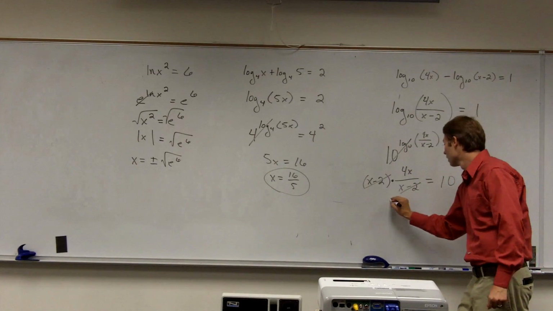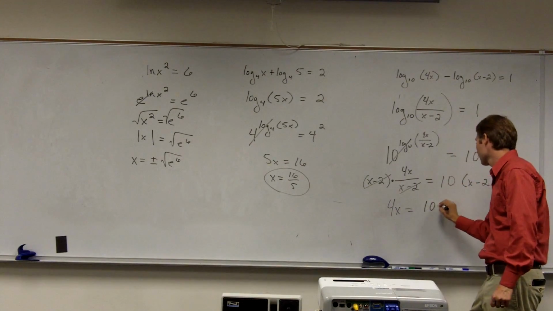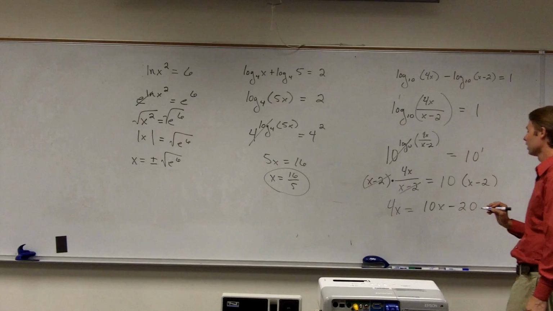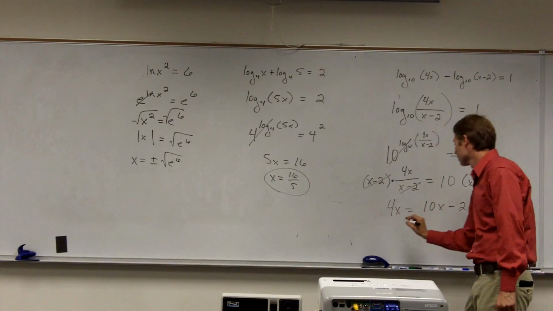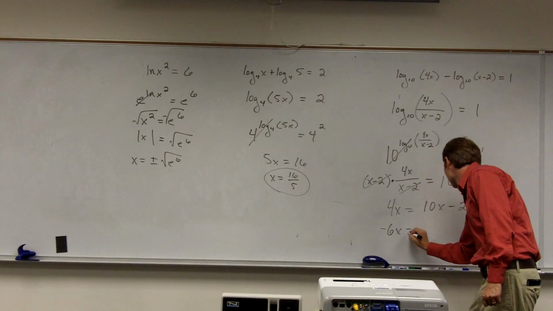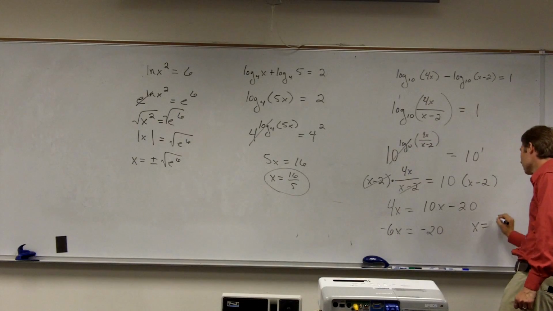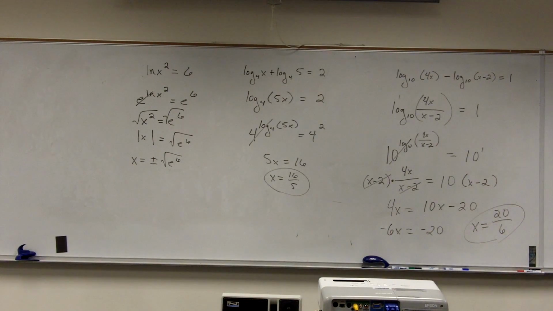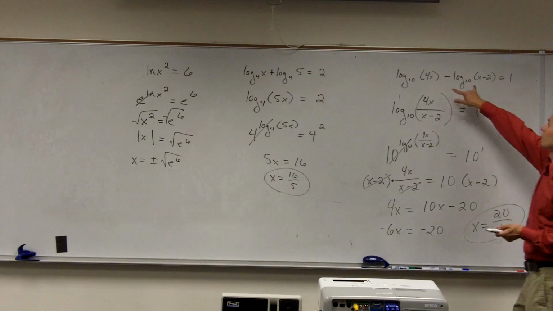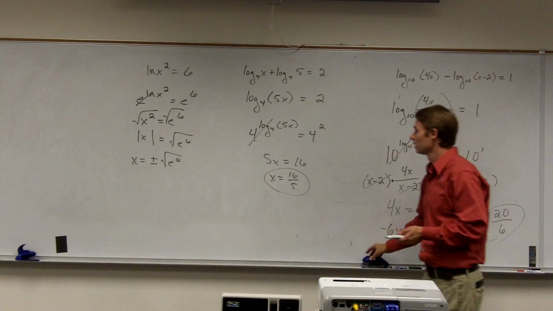This works out good. So I'll get 4x is equal to 10 times x minus 2, which is 10x minus 20. And then I'll subtract over the 10x, so minus 6x is equal to minus 20. So x will be 20 divided by 6. So that one's kind of a lot of work to go through. But if you're smart about it and you combine early, then you can figure out the answer pretty quickly.